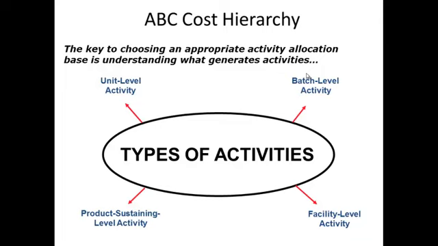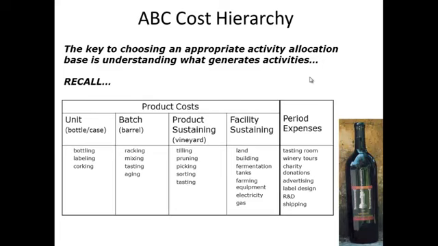So here we have the plant manager's salary and the depreciation on the factory. Remember on the first day of class, we put up on the board the different types of costs associated with making wine? And I put them in different columns, and I didn't really explain why I was doing that. But what I was doing was separating all the different product costs into these different categories of the cost hierarchy. We call this the ABC cost hierarchy.